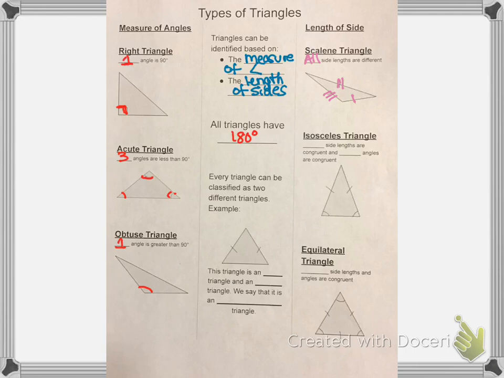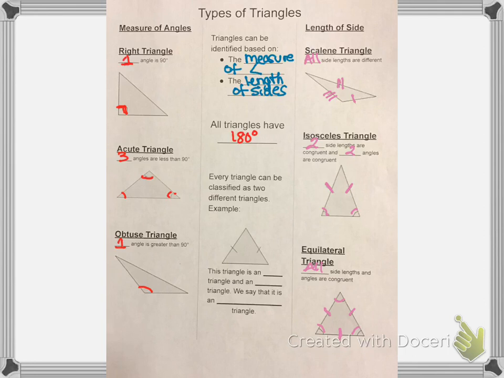For an isosceles triangle, two side lengths are congruent, and therefore two angles will be congruent. So in this isosceles triangle, the length of this side is equal to the length of this side. These are congruent. And that will cause these two angles down here to also be congruent. And an equilateral triangle, as I'm sure you know, tells us that all side lengths and angles are congruent. So the measure of this angle must be the measure of this angle, must be the measure of this angle. And this side length is congruent to this side length, is congruent to this side length.